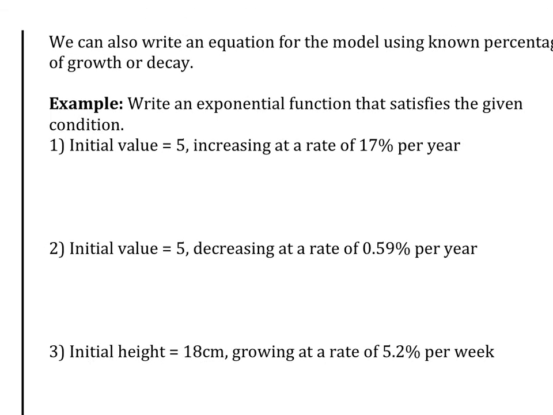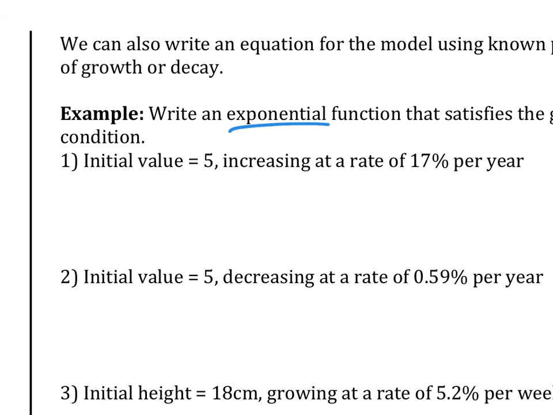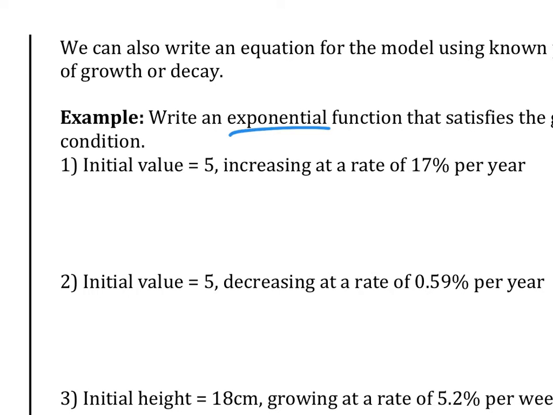All right, now let's kind of go backwards. So this one says write an exponential function that satisfies the given condition. So we're now back to exponential. Make sure you read the question really carefully. Sometimes they want exponential, sometimes they want logistic. Number one, the initial value is 5, increasing at a rate of 17% per year.